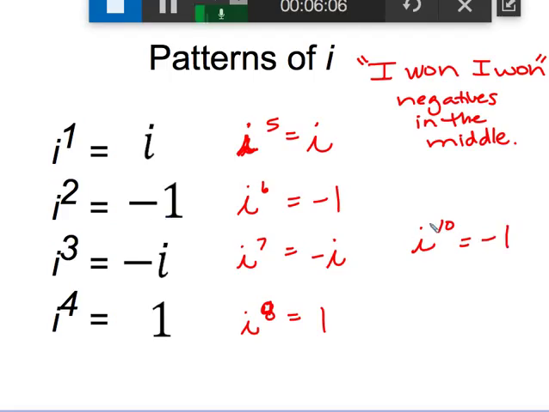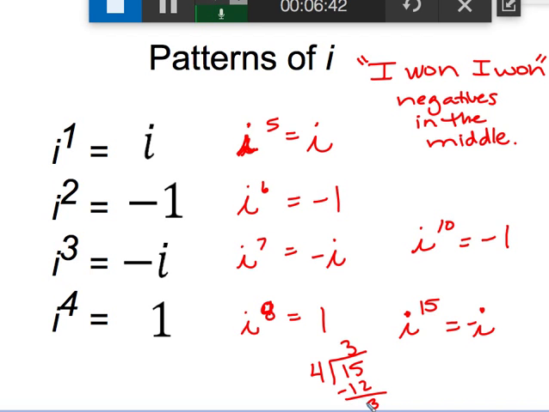So I just remember if the exponent that I'm raising my i to is divisible by 4, it's going to be a 1. And if there's a remainder, then it's just going to be whatever that remainder is. So for example, if I had i to the 15th, well, I know 4 will go into 15 3 times, but it has a remainder of 3. So I know my answer is negative i. So you say 4 goes into 15.